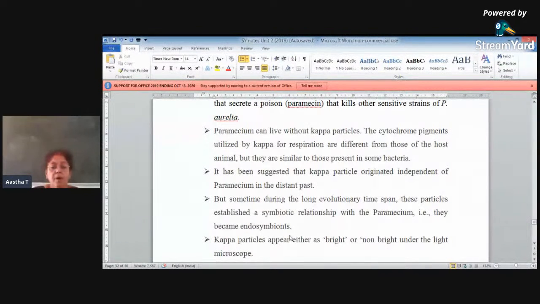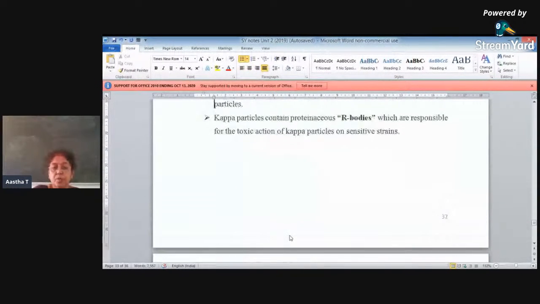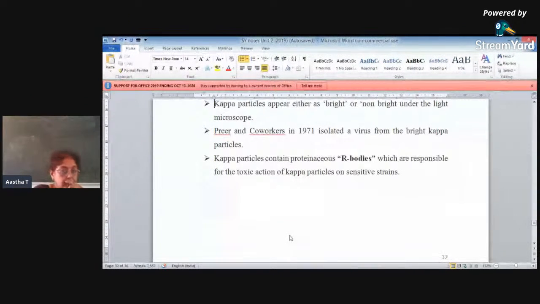These kappa particles appear bright or non-bright under light microscope. आपण मायक्रोस्कोप मध्ये बघायचा प्रयत्न केला ते कसे दिसतात, ब्राईट or non-bright. Peer and co-workers in 1971 isolated a virus from the bright kappa particles. बघा आता, म्हणजे पॅरामेशियम हा प्रोटोझो आहे, त्याच्यामध्ये हा ग्रॅम निगेटिव्ह बॅक्टेरिया आणि कापा पार्टिकल आहे, त्याच्यामध्ये सुद्धा व्हायरस आयसोलेट केला गेलेला आहे. व्हायरस कुठे कुठे प्रेझेंट आहे ते बघून घ्या.